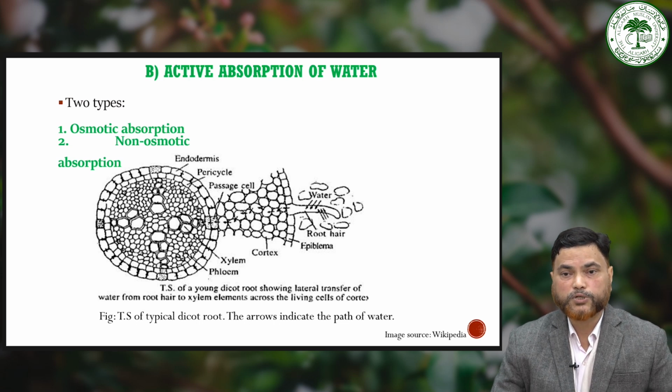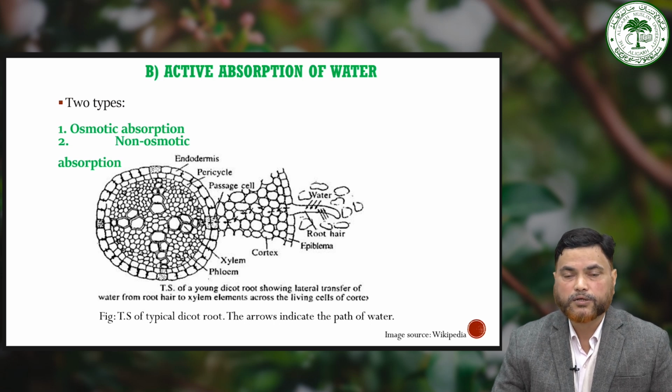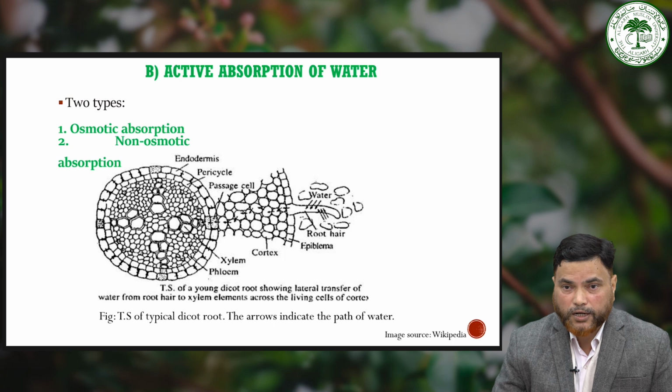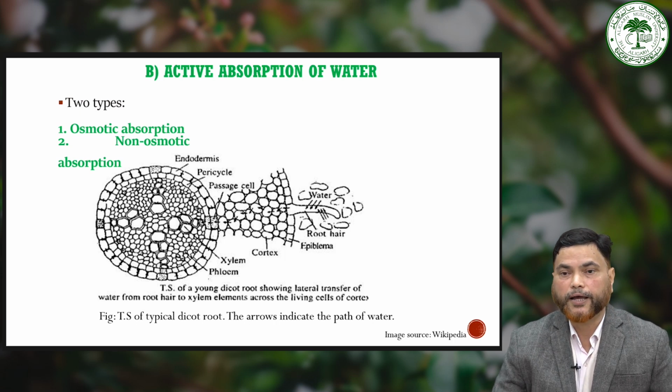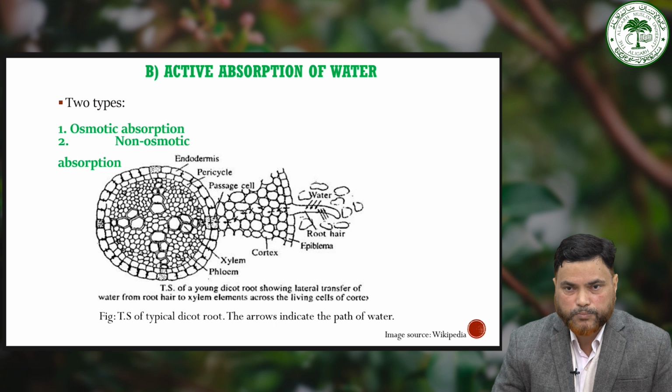So active absorption enables plants to absorb water even when transpiration is minimum or almost nil. Thus, it ensures the continued hydration and other metabolic activities taking place in the plant. So this active absorption could be of two types. One is active osmotic absorption.